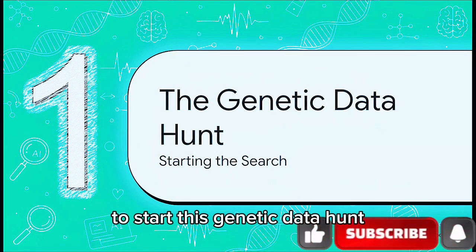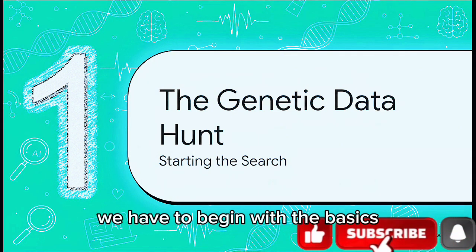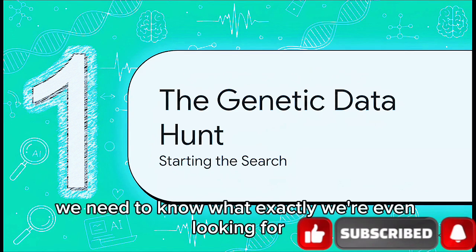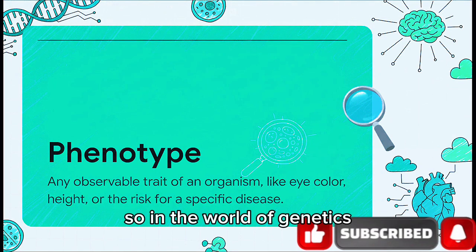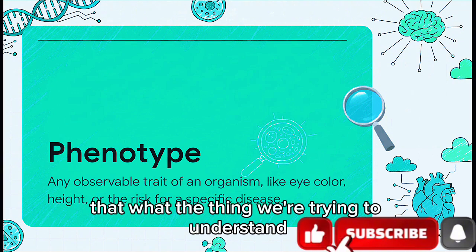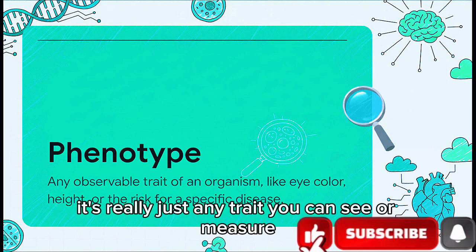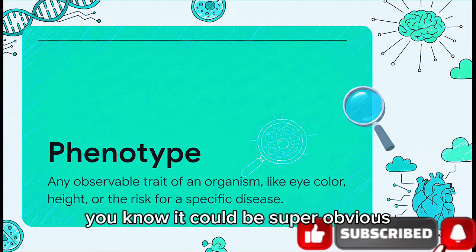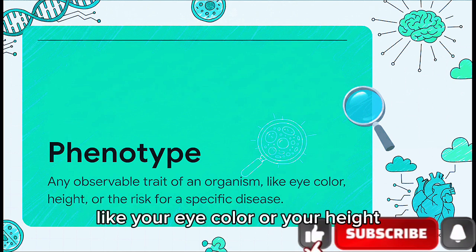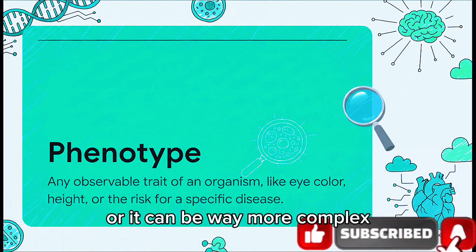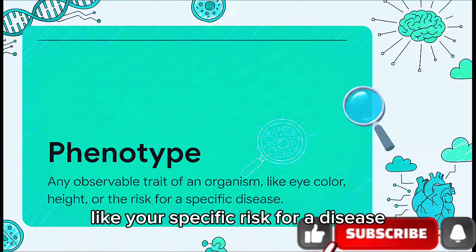To start this genetic data hunt, we have to begin with the basics. First things first, we need to know what exactly we're even looking for. So, in the world of genetics, that thing we're trying to understand is called a phenotype. It's really just any trait you can see or measure. It could be super obvious, like your eye color or your height, or it can be way more complex, like your specific risk for a disease.